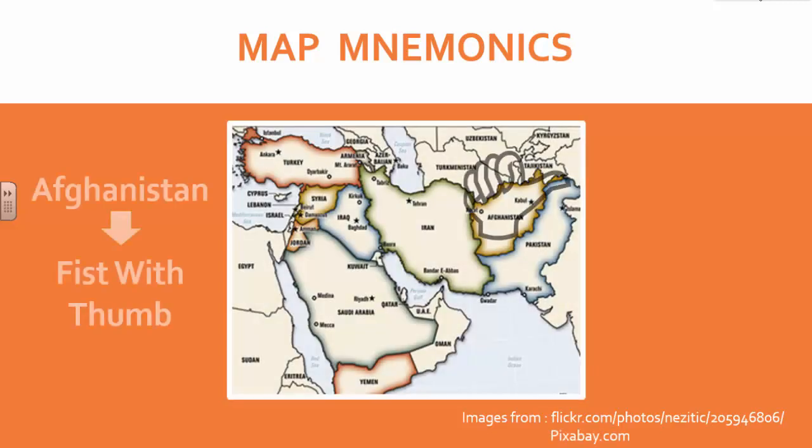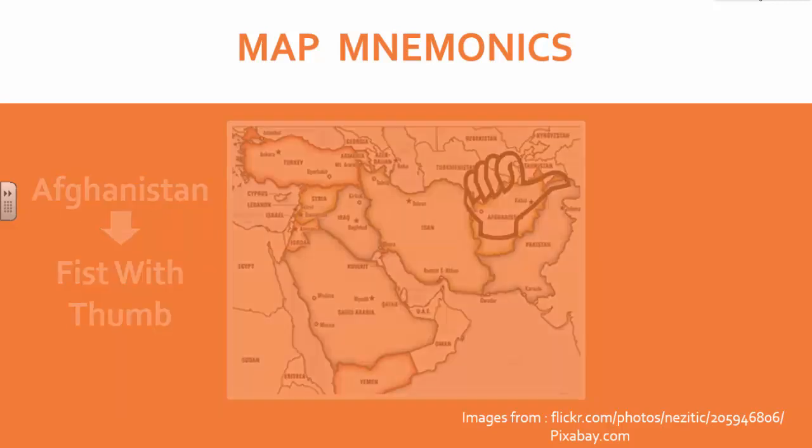For starters, let's look at the shape of Afghanistan. It looks like the shape of a fist with the thumb sticking out. This is helpful for students because they have heard their entire life about fighting in Afghanistan. Students can link the idea of a fist with Afghanistan.